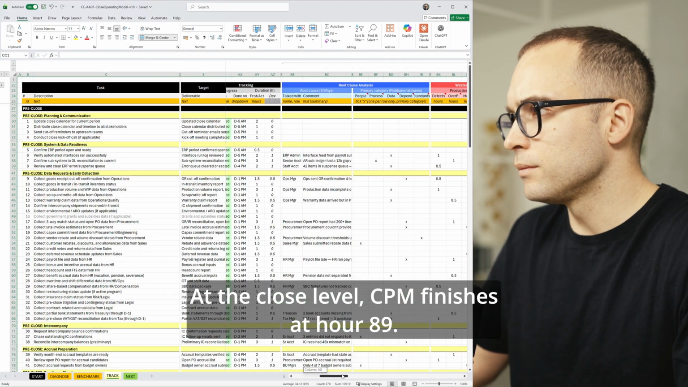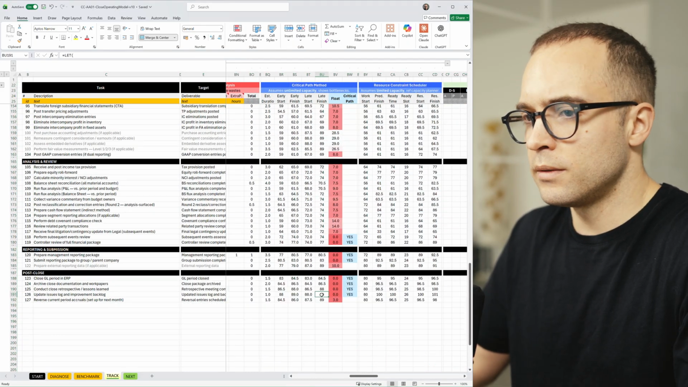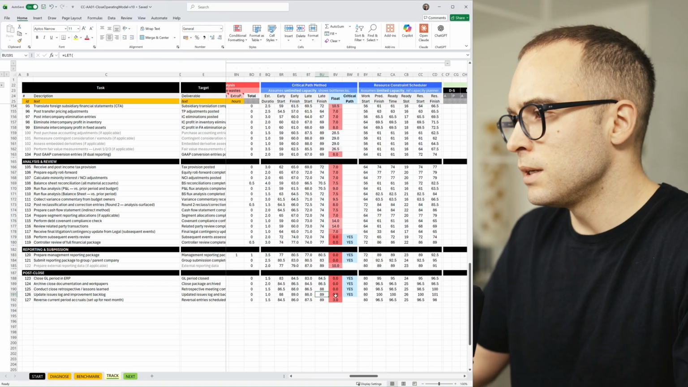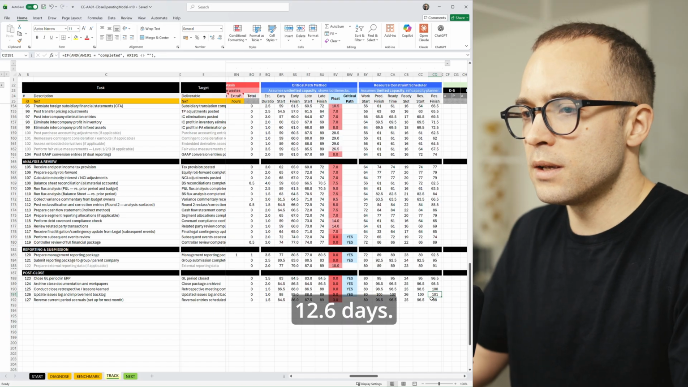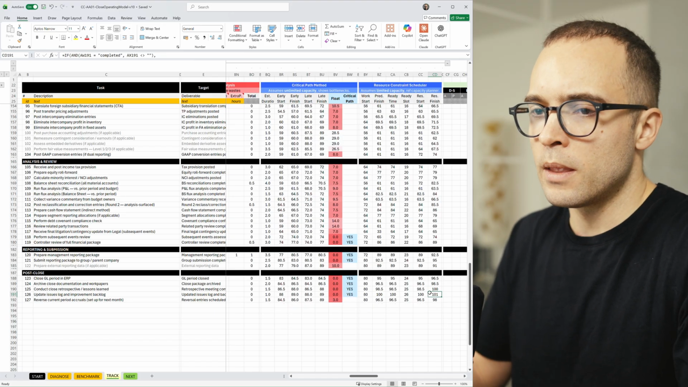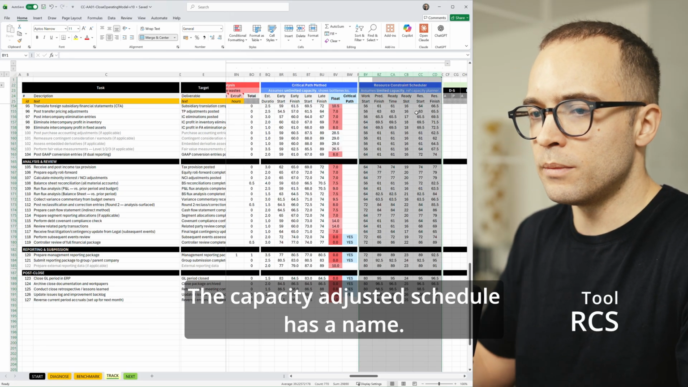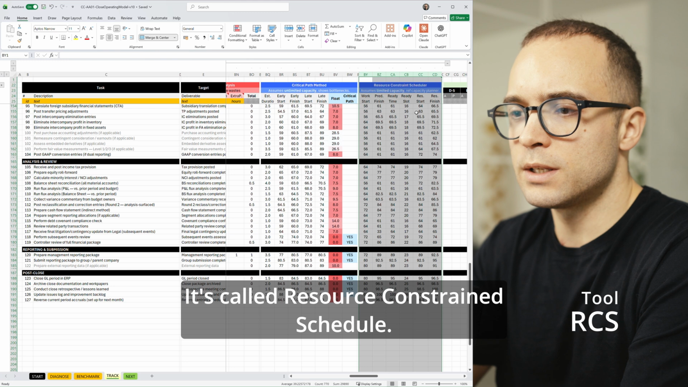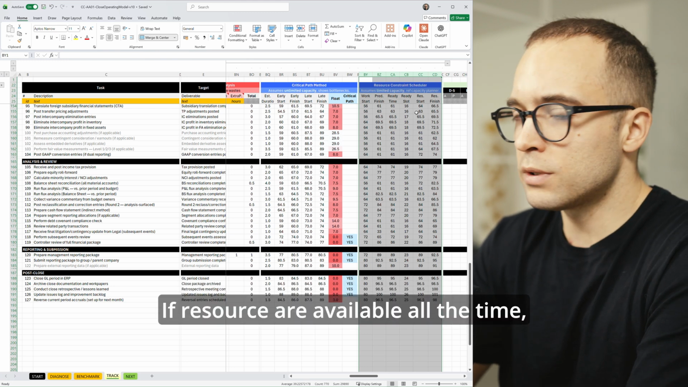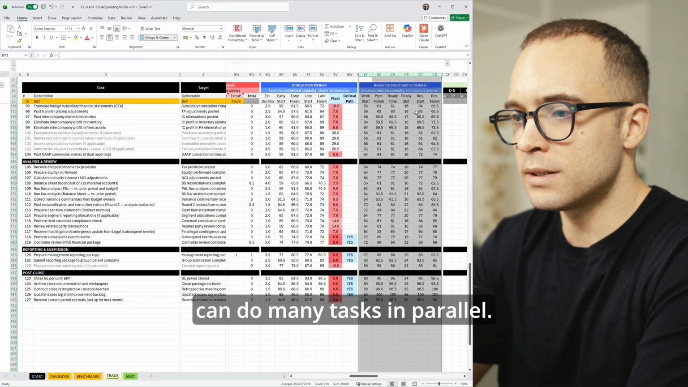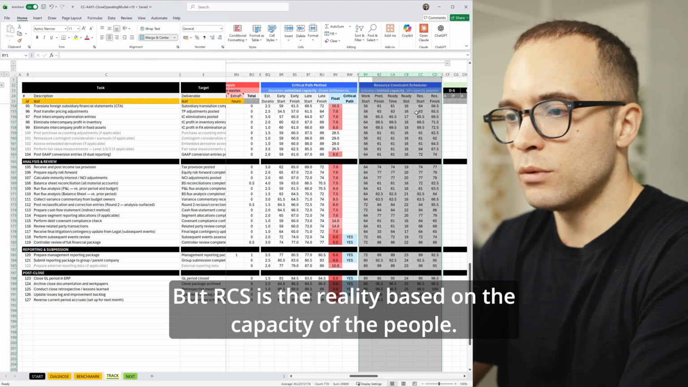At the close level, CPM finishes at hour 89, about 11.1 days. RCS finishes at hour 101, 12.6 days. The gap is 12 hours, a day and a half of scheduling friction. The capacity adjusted schedule has a name. It's called resource constrained schedule, RCS. So CPM is the theory. If resources are available all the time, you can do many tasks in parallel, but RCS is the reality based on the capacity of the people.